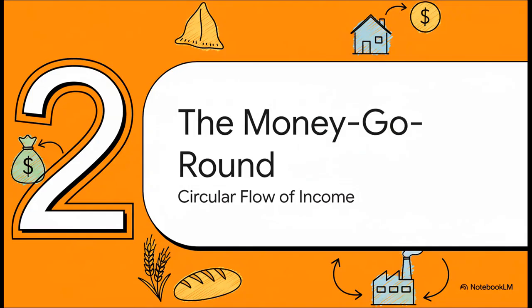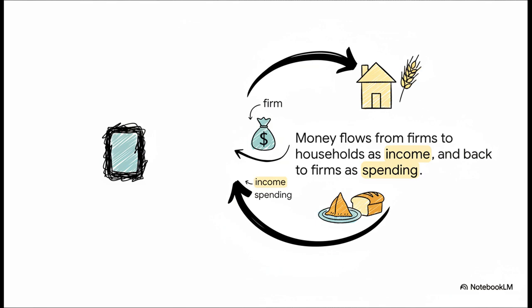Okay, so we know we're only counting final goods, but how does the money for all these things move around in the economy? Well, you can think of it like a country's pocket money just going round and round in a big circle. This simple drawing here shows the two main players in our economy. Households, that's basically all of us, and firms, the businesses that make everything. So we work for these firms, and they pay us salaries. That's our income. Then what do we do? We take that income and we spend it on all the goods and services the firms make. So you see, the money flows from the firms to us, and then it flows right back to the firms again. It's a perfect circle.